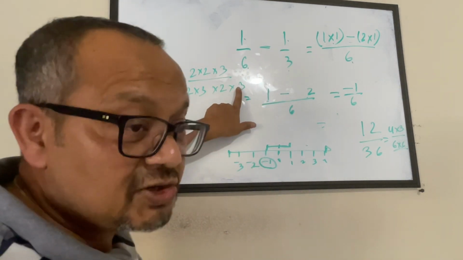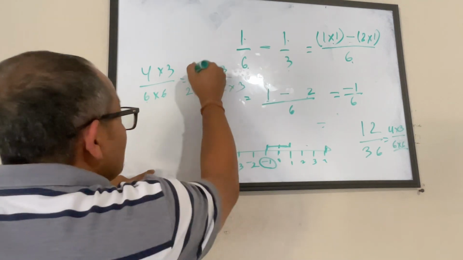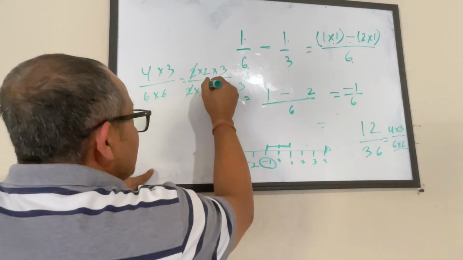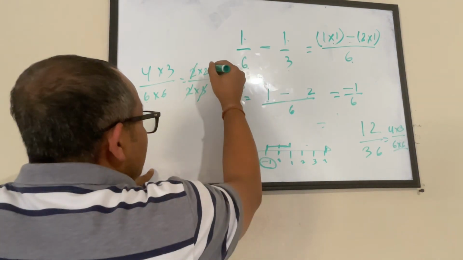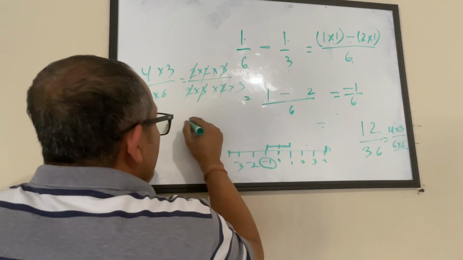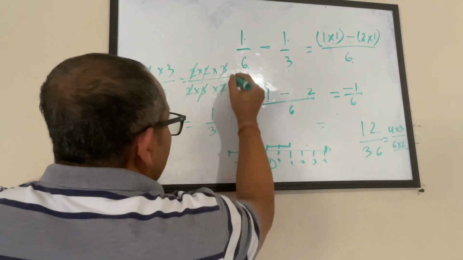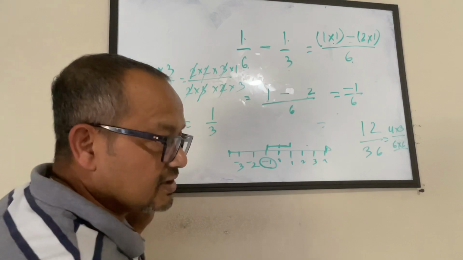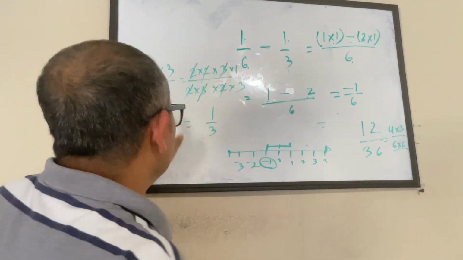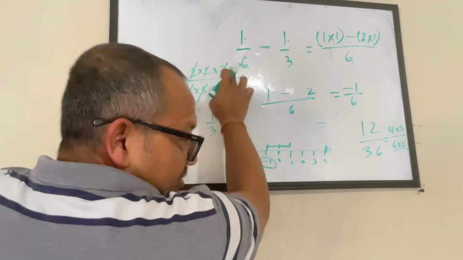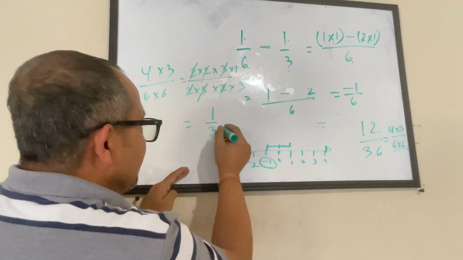Now I have an opportunity to do tic-tac-toe. This 2 and this 2 I can knock off. This 3 I can knock off. This 2 I can knock off. 3. It becomes 1 by 3. If I have nothing, I can write this as into 1, right? So whatever I have 3, I wrote as 3 into 1. Is that okay? So it became 1 by 3.